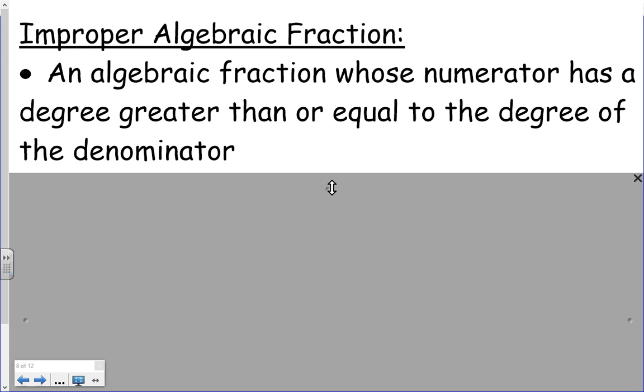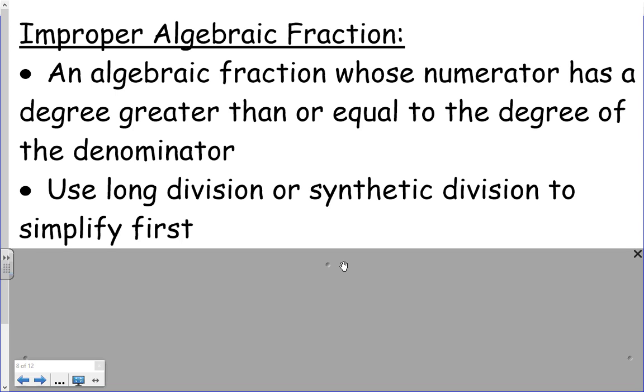We have improper fractions when we're dealing with numeric values, when the numerator is bigger than the denominator, like 5/4 or 7/5. And likewise, we have that for algebraic expressions as well. So how do you deal with that? Well, you can use division to help you simplify this. You can use long division or synthetic division to simplify first.